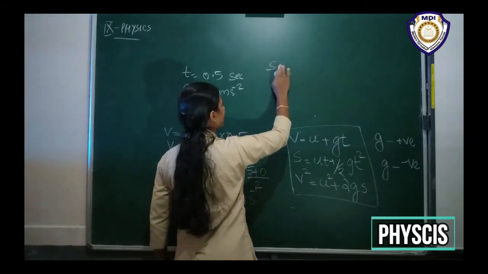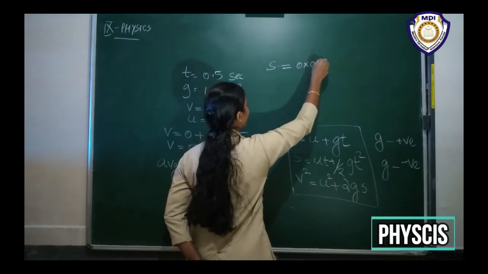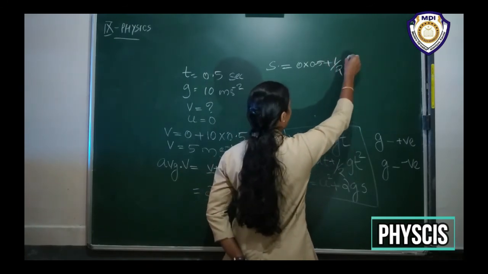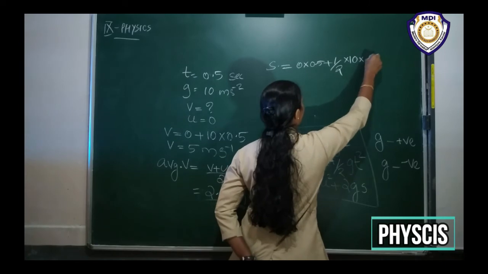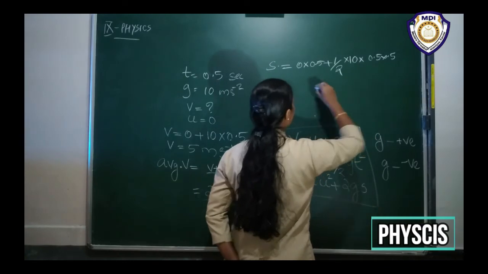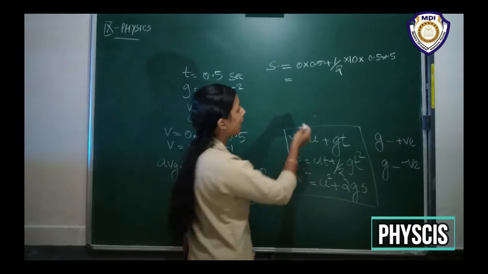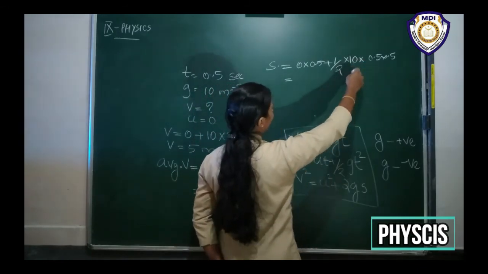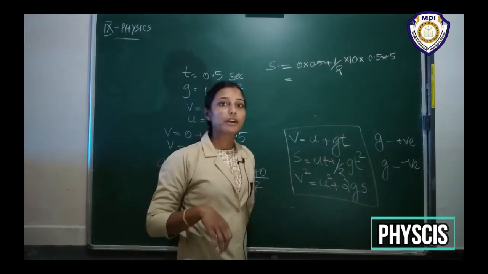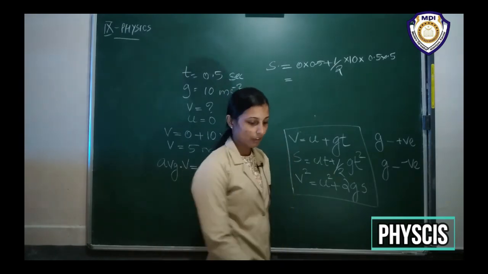S is equal to ut plus half at square. U we have 0 into time 0.5 seconds, plus half into g we have 10, and t square is equal to 0.5 into 0.5, right? Okay. So now this will become 0. 0 into 0.5 will become 0, half into 10 becomes 5, and 0.5 into 0.5 gives 0.25, right? Okay. So the value will be equal to what?